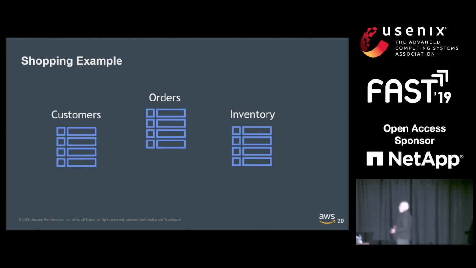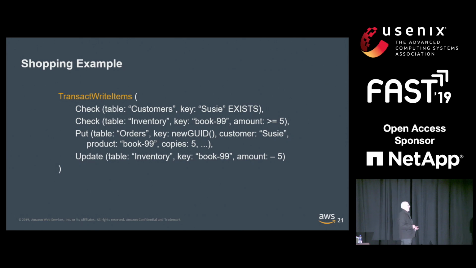Now, if Susie wants to come and buy 5 copies of a book for her book club, here's the transaction that may get done on her behalf. This transaction first checks that Susie is in the customers table, using an exists clause. It then checks that there are at least 5 copies of this book that she wants to buy in the inventory. And then it puts an item in the orders table to indicate that she's buying these 5 copies of that book. And it updates the inventory table to subtract 5 from the amount of the book in inventory.